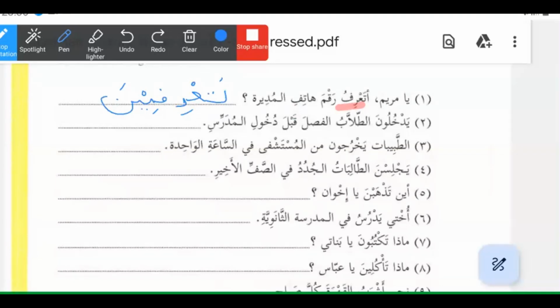يدخلون طلاب الفصل قبل دخول المدرس. Students enter the classroom before the entry of the teacher. Before the teacher enters, the students enter the class. So it is written as يدخل الطلاب الفصل.